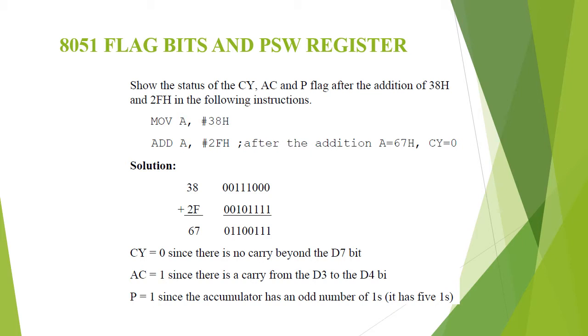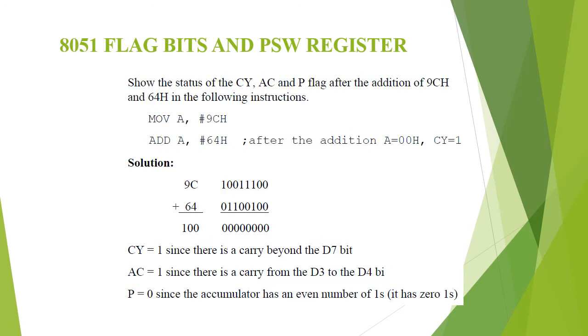So from the D7 bit there is no carry generated. Whereas from the D3 bit there is a carry generated to the D4 bit, so auxiliary carry flag is 1. And in the result 67, the binary representation has 5 ones, that is an odd number of ones. Therefore parity flag is 1.